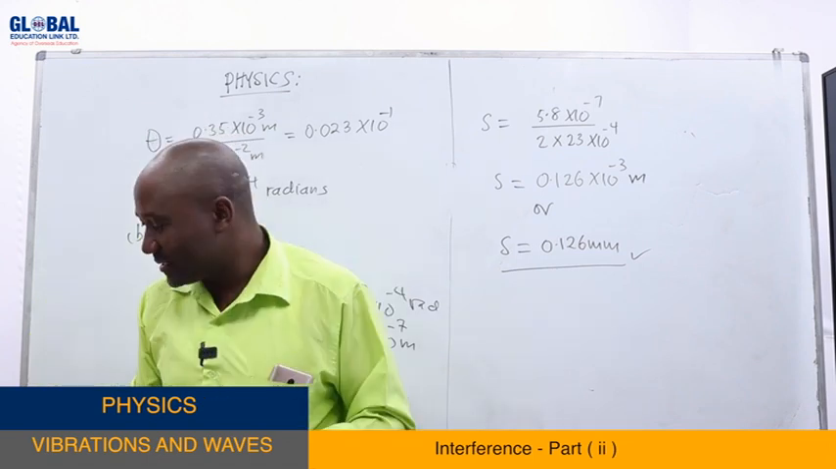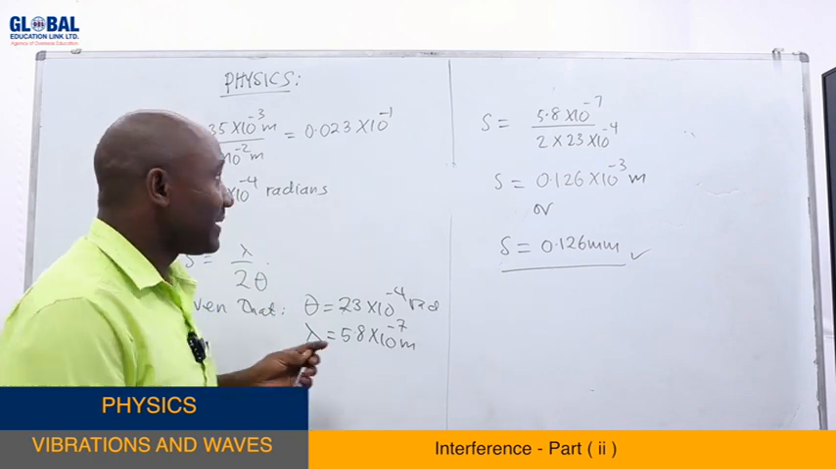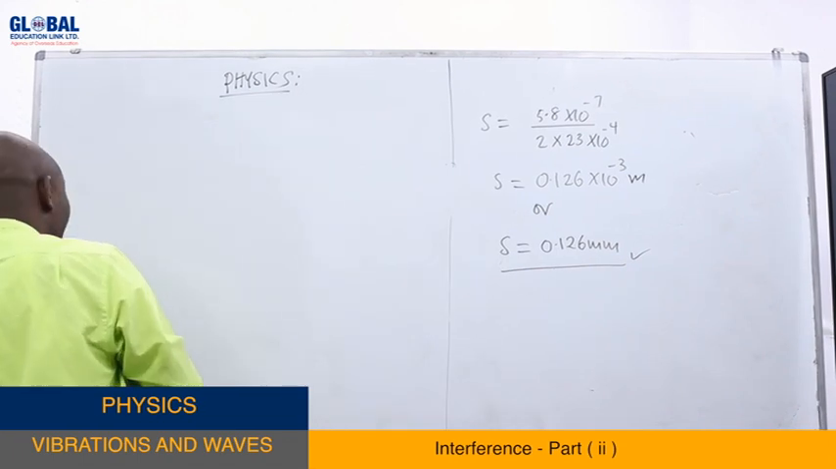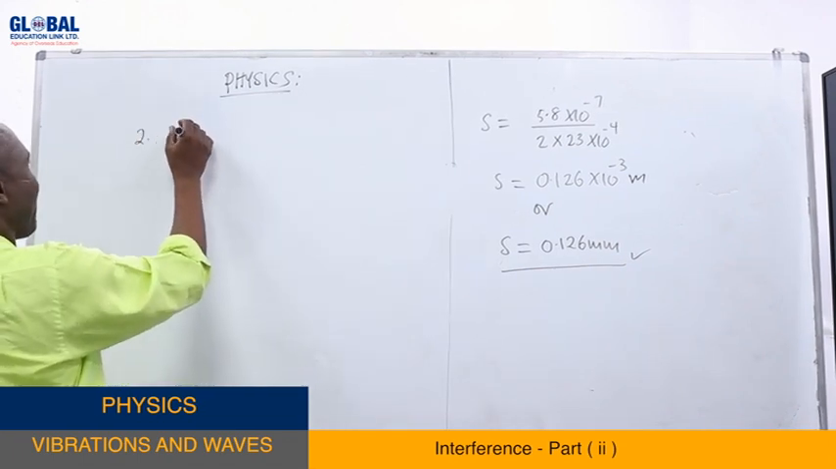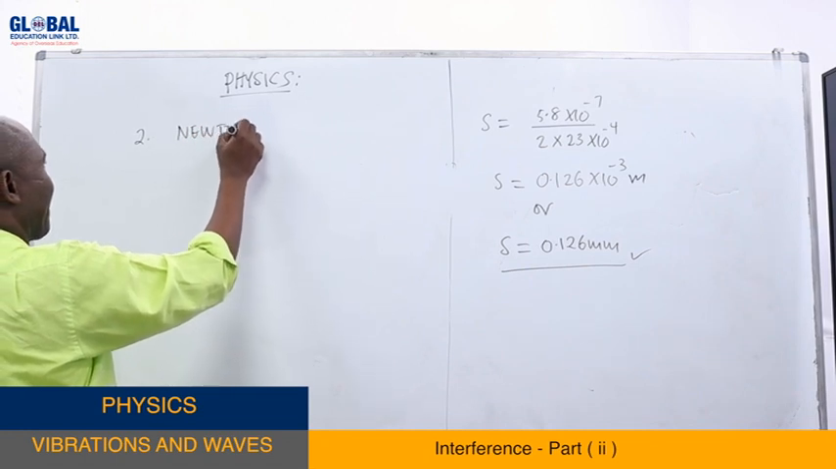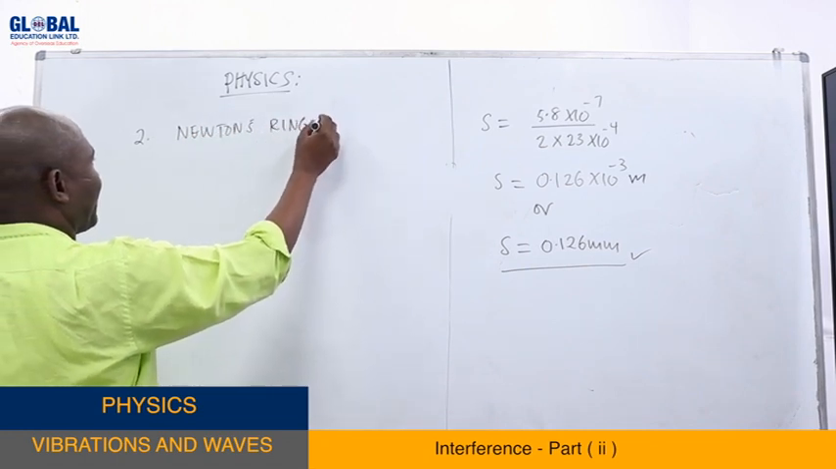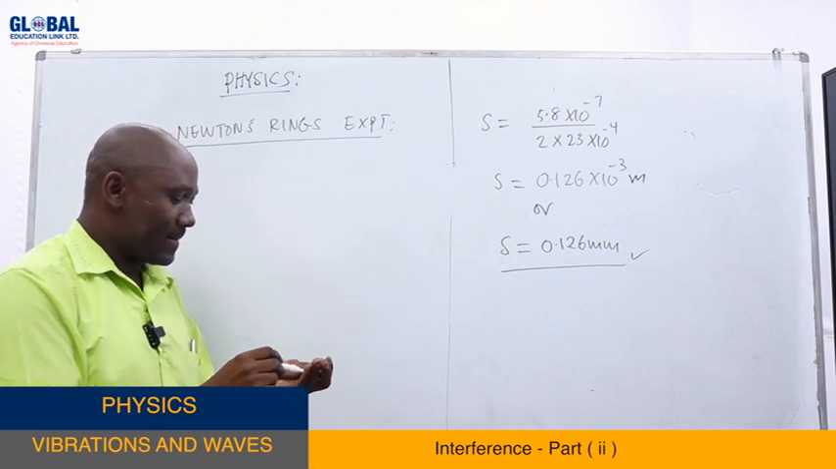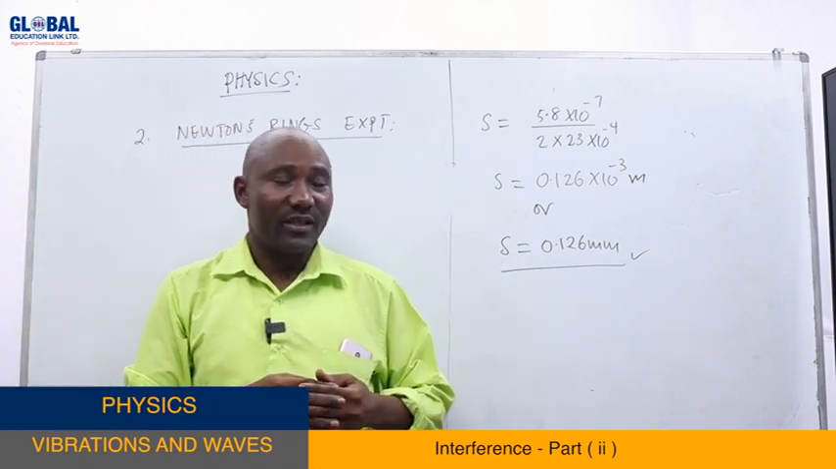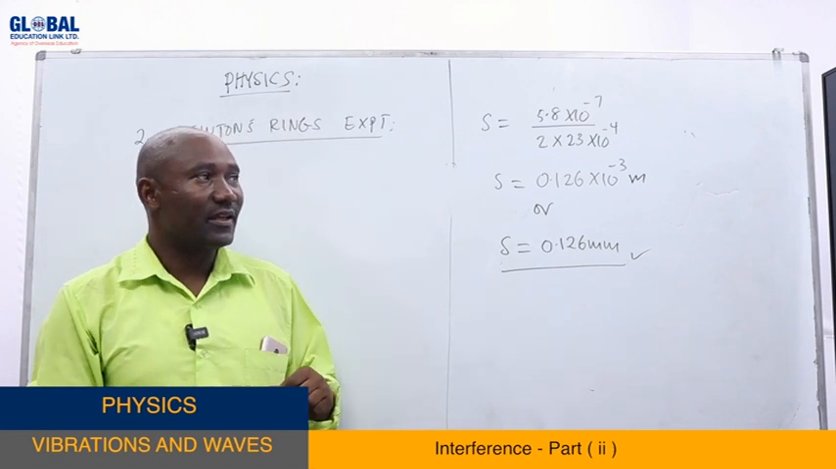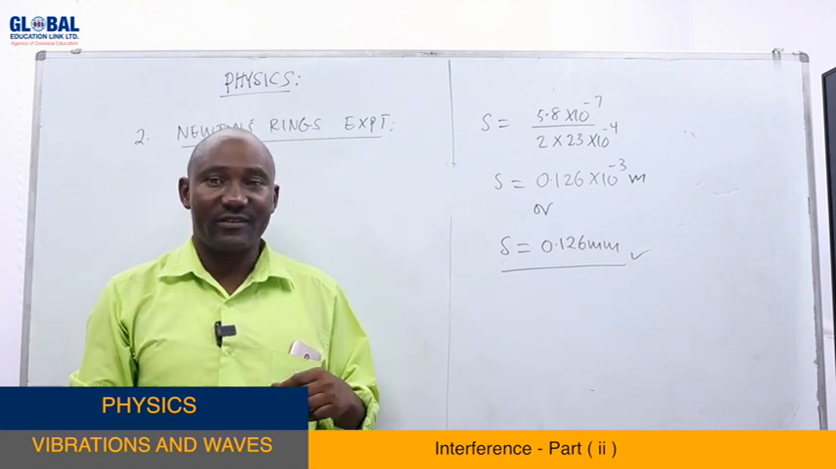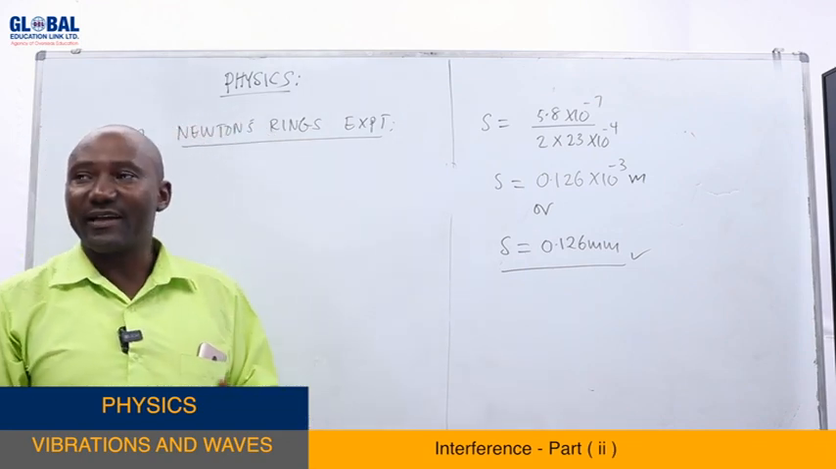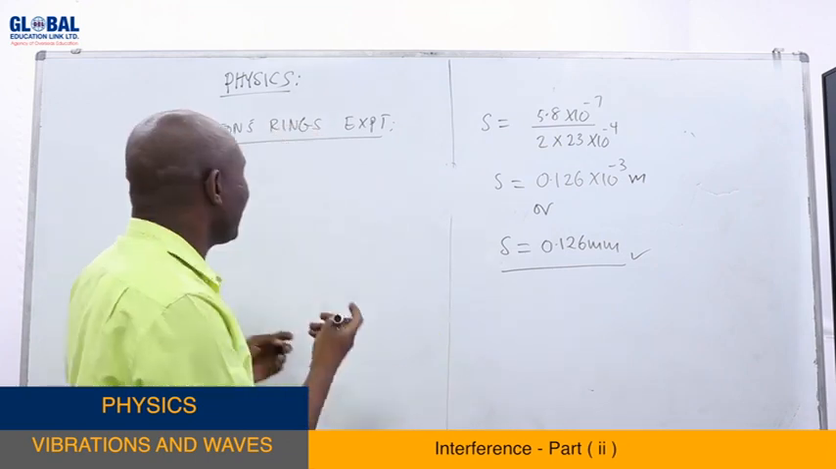So let's see now the second part of the experiment, which is Newton's ring. Newton's rings experiment. This is an experiment which was done by Newton, and he was trying to investigate whether we can form interference using this arrangement. What is normally done here, you can see the arrangement of the way Newton did. Newton modified the first experiment.